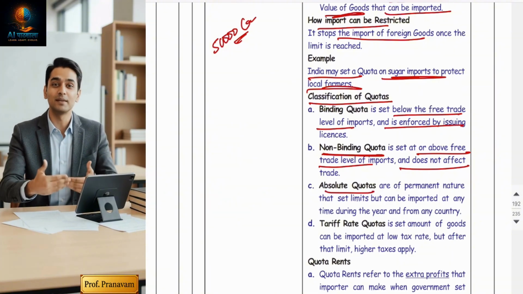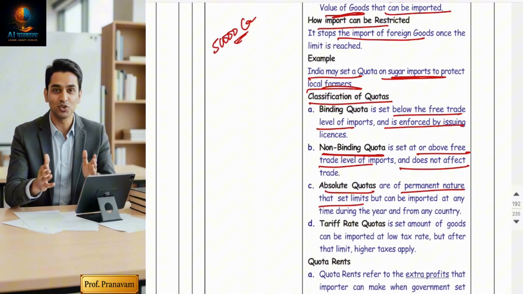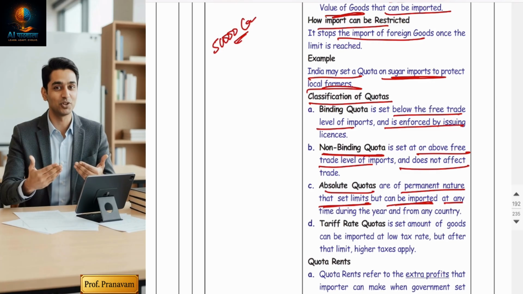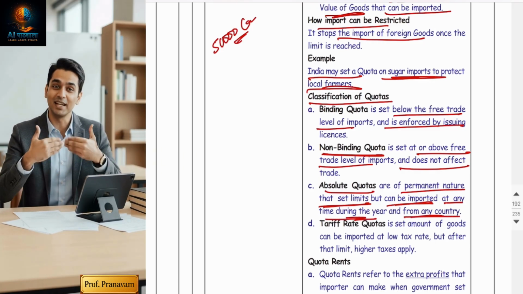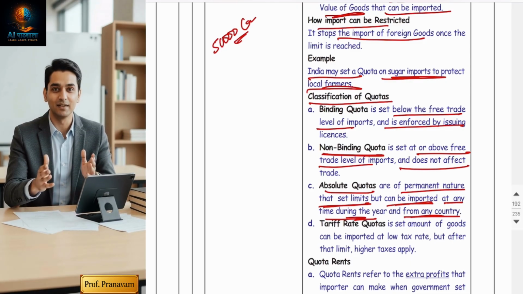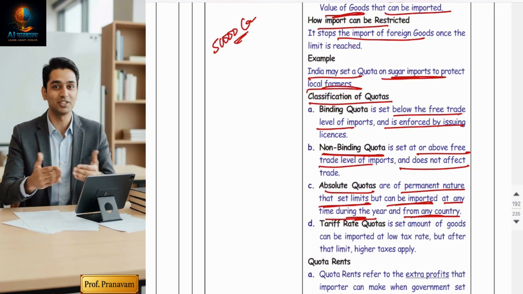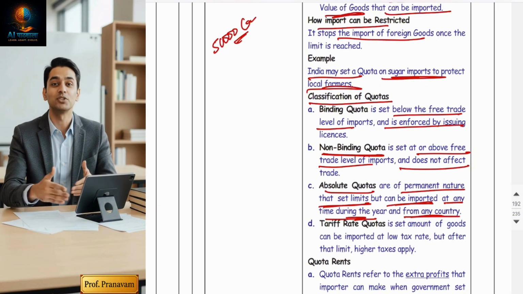Absolute quota. Absolute quota means a permanent limit is set on the quantity that can be imported during the year or from a country. Absolute quota means it is a permanent limit. Only that much quantity can be imported, and import is allowed anytime during the year, but within that set limit.